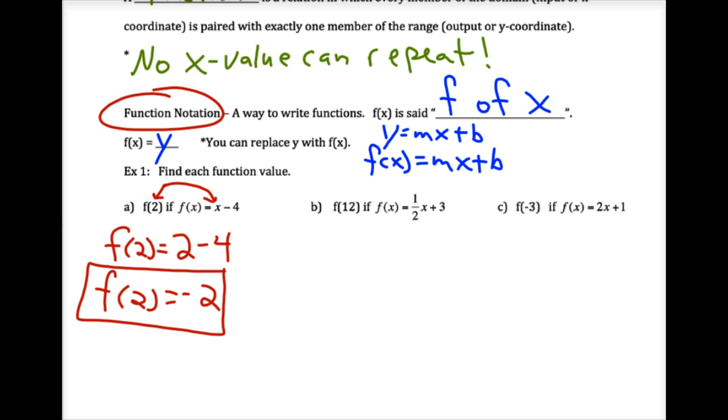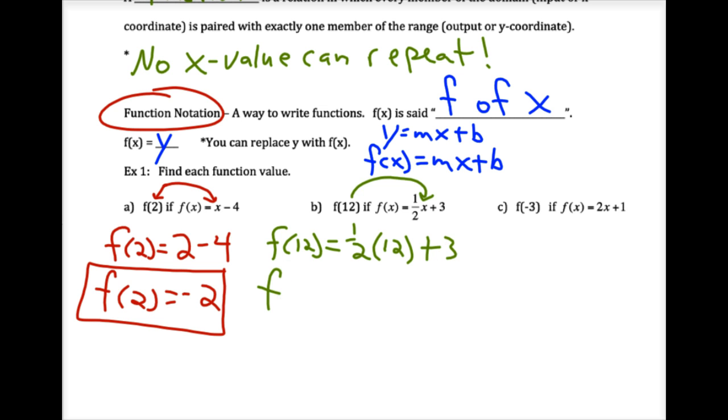So, all we're going to do is take our 12. We're going to write f of 12. And we're going to say it and we're going to think about it. f of 12. We're going to plug the 12 in for what variable? x. When it says 1/2 x, what operation does that mean? Multiply. So we're going to do a half times 12, and then we're going to add 3 to it at the end. Again, I hope we can do this without a calculator.